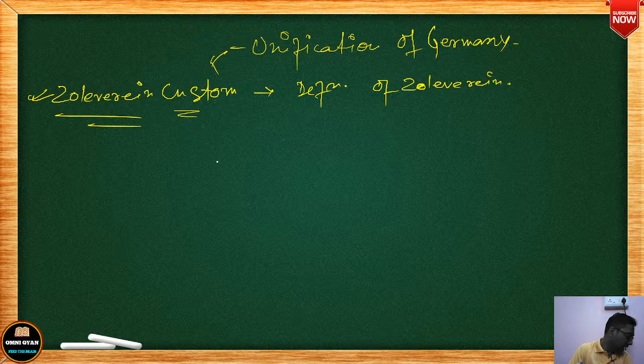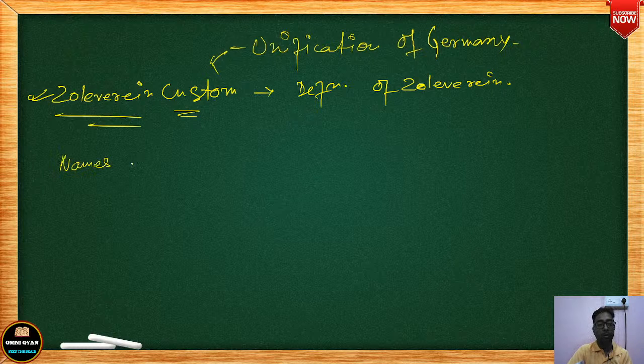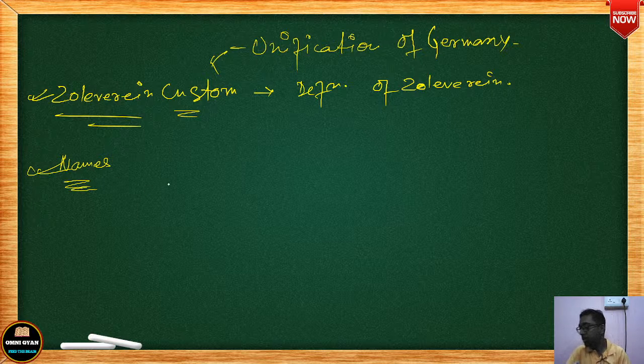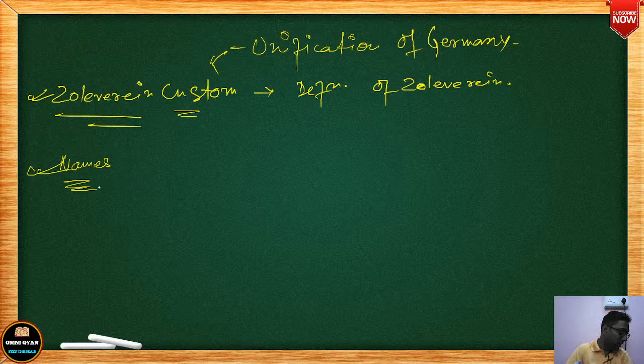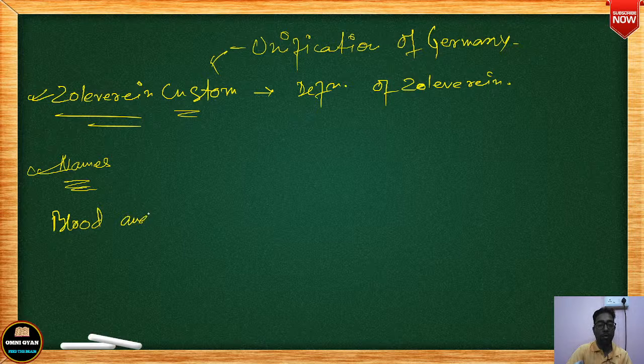Frankfurt Assembly is there, 1848. King William and his Iron Chancellor are there. Remember the names. Important names you remember, very important to remember. Then let us come to the blood and iron policy. I think this is important, the blood and iron policy.